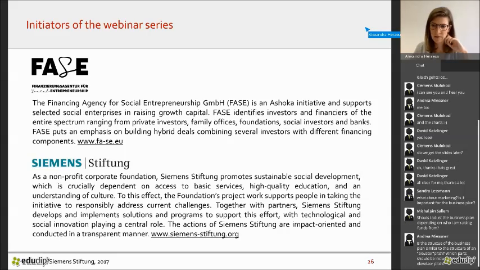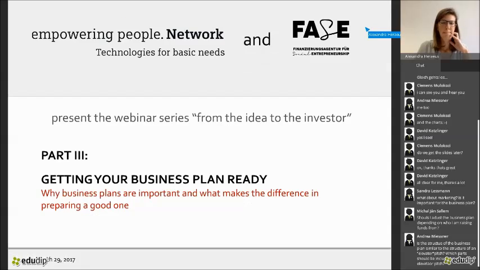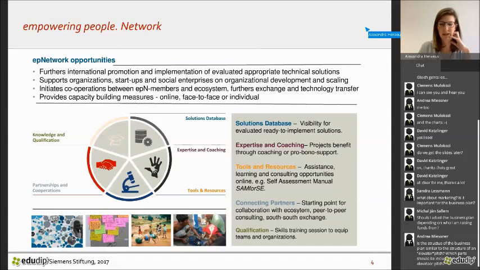Is the structure of the business plan similar to the structure of an elevator pitch? Which parts should be included in an elevator pitch? Yes, it is definitely similar.